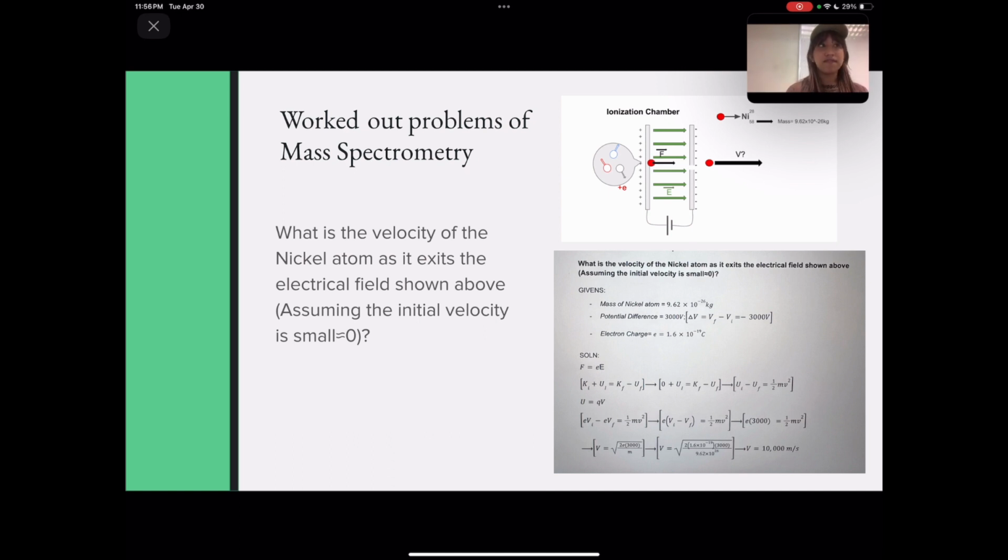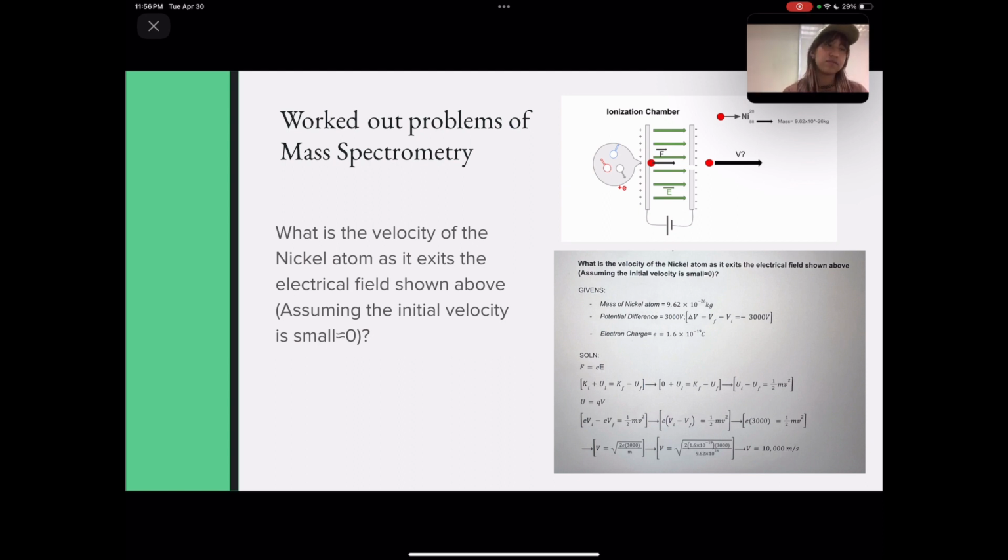And so using the solution, we can find that K initial plus U initial equals K final plus U final. Now knowing that our initial K is 0, we can just input 0 in and then rearrange it so we have our U's on one side and our K's on one side. So that's where we get U initial minus U final equals 1/2 mass times velocity squared, which is our kinetic energy equation. Now knowing this, we have U equals QV.